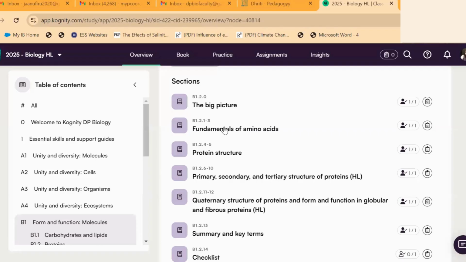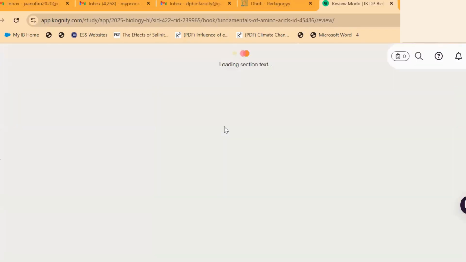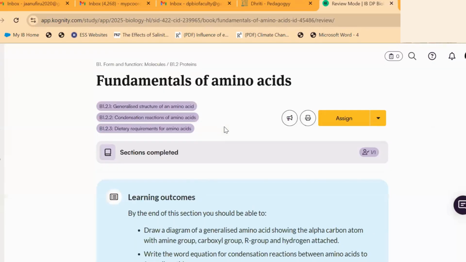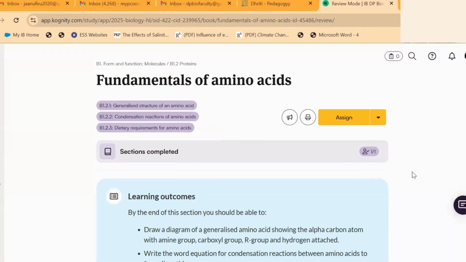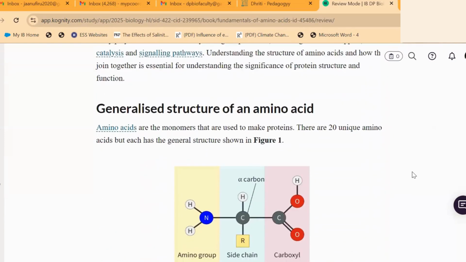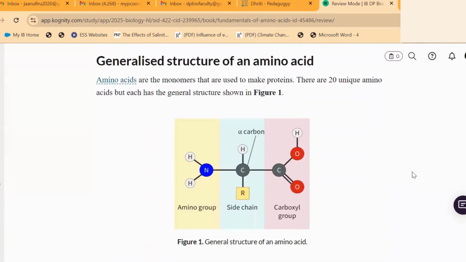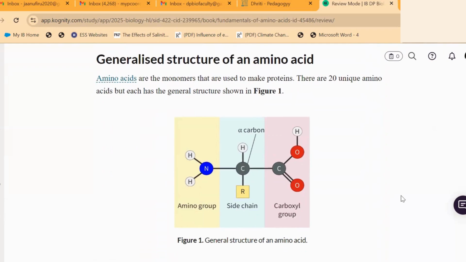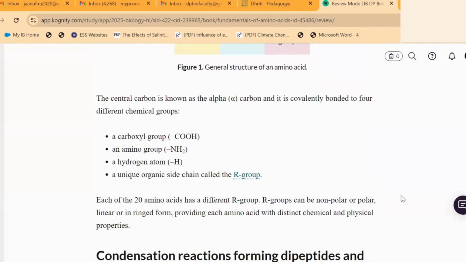Amino acid structure: you should know it has an amine group, the R group, C, then the carboxyl group, the NH2, and that is very important. And this R side chain decides what type of amino acid it is. It might have sulfur, it might have nitrogen, and based upon that, amino acids are named.